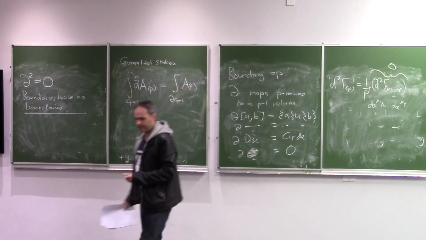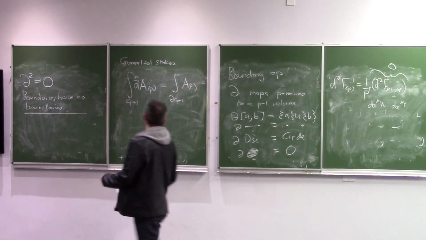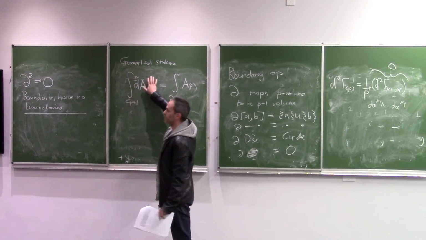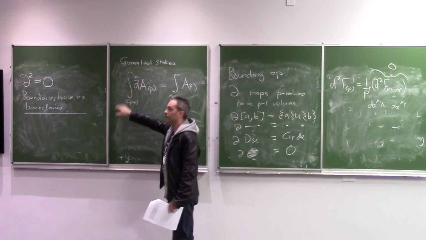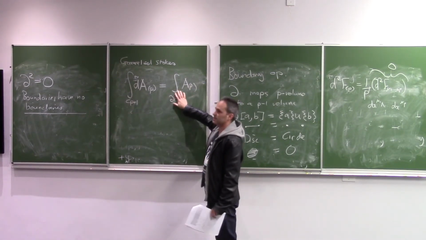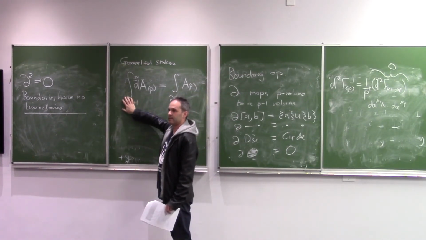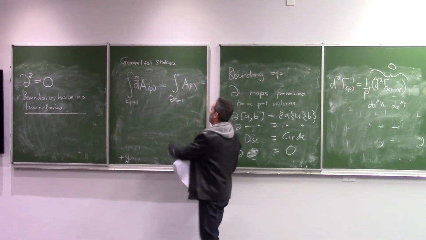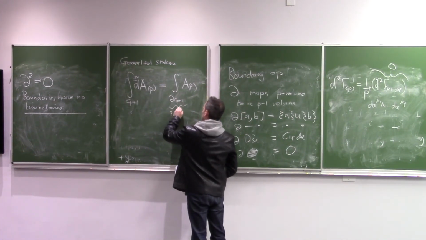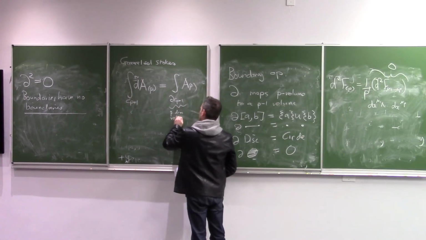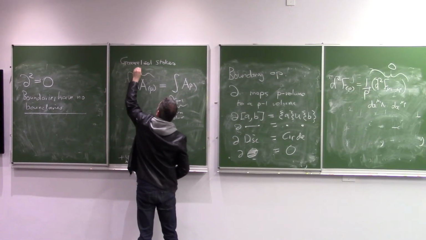But maybe a question: is it p plus 1 on both sides? No, okay, so here I have a p plus 1 form, which is integrated over a p plus 1 volume. Here I have a p form, which is integrated over the boundary of this p plus 1 dimensional volume, so this is actually a p dimensional volume. And this is a p plus 1 form.